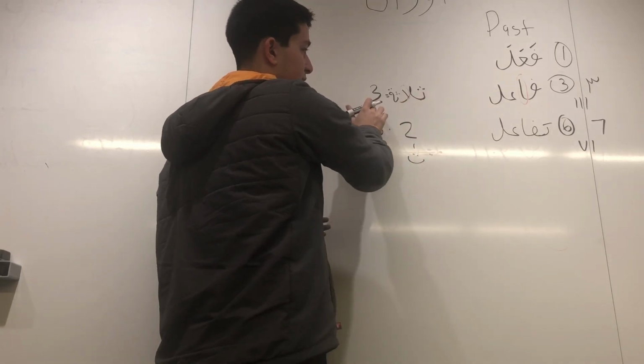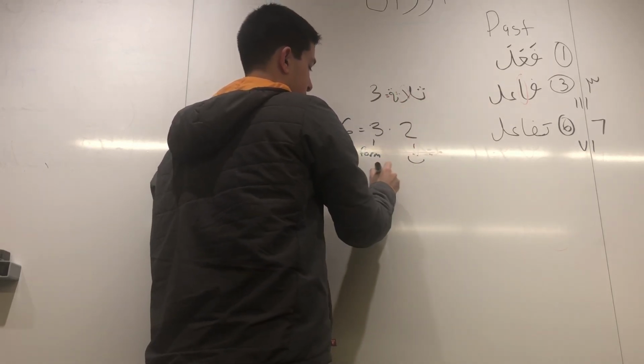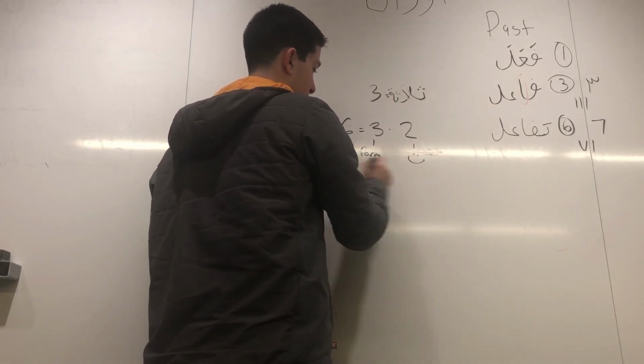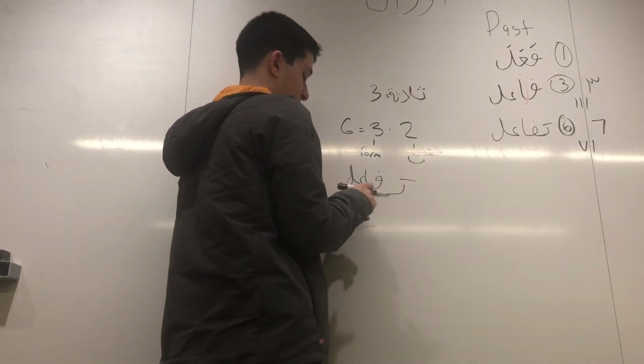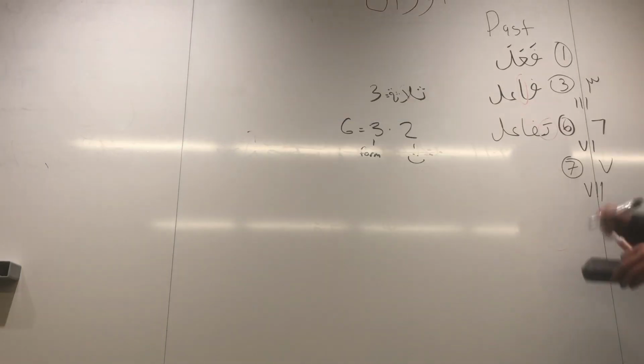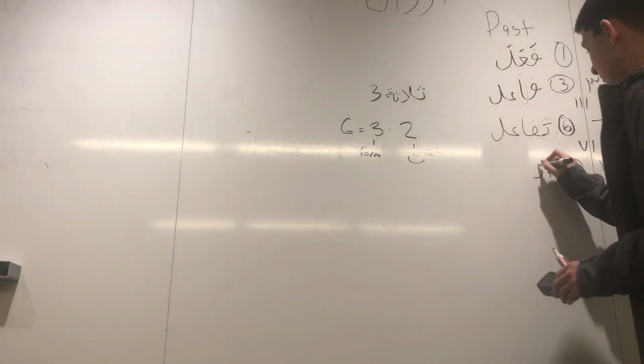As we know, form 3 is fa'ala, and then add a ta in the front, ta fa'ala. And that is form 6. Form 7 is in fa'ala.